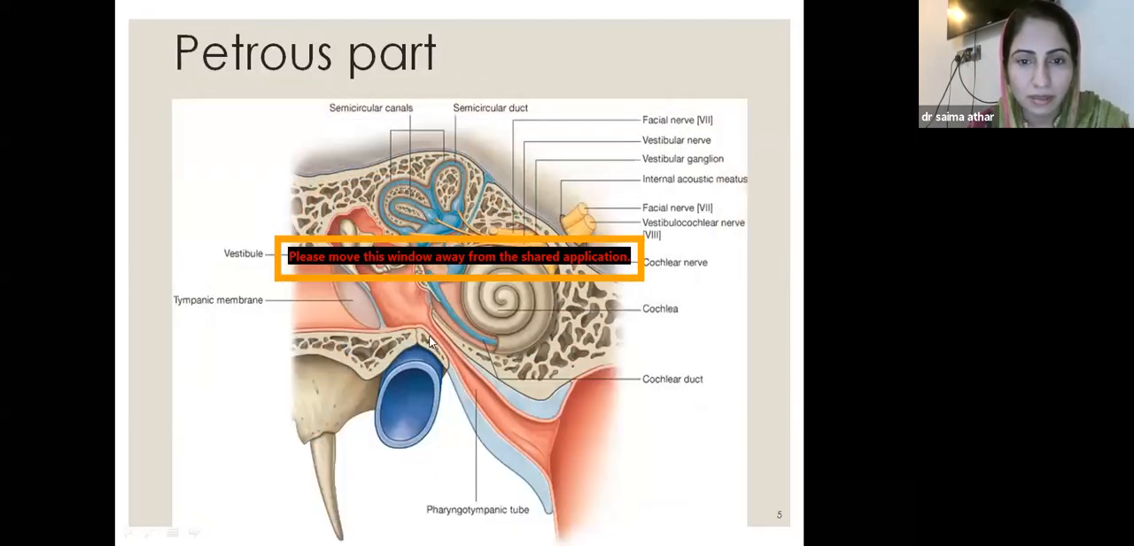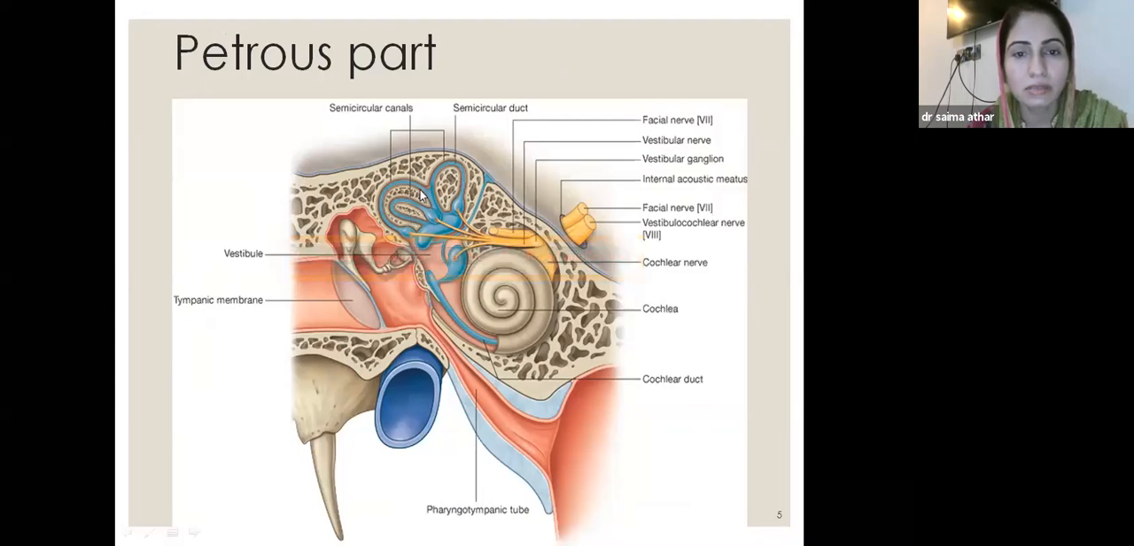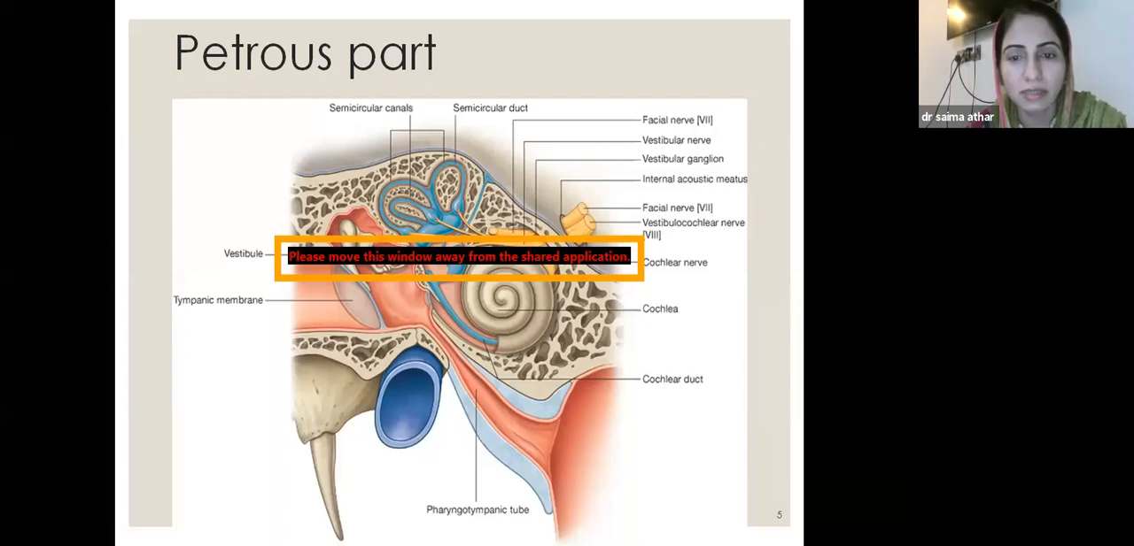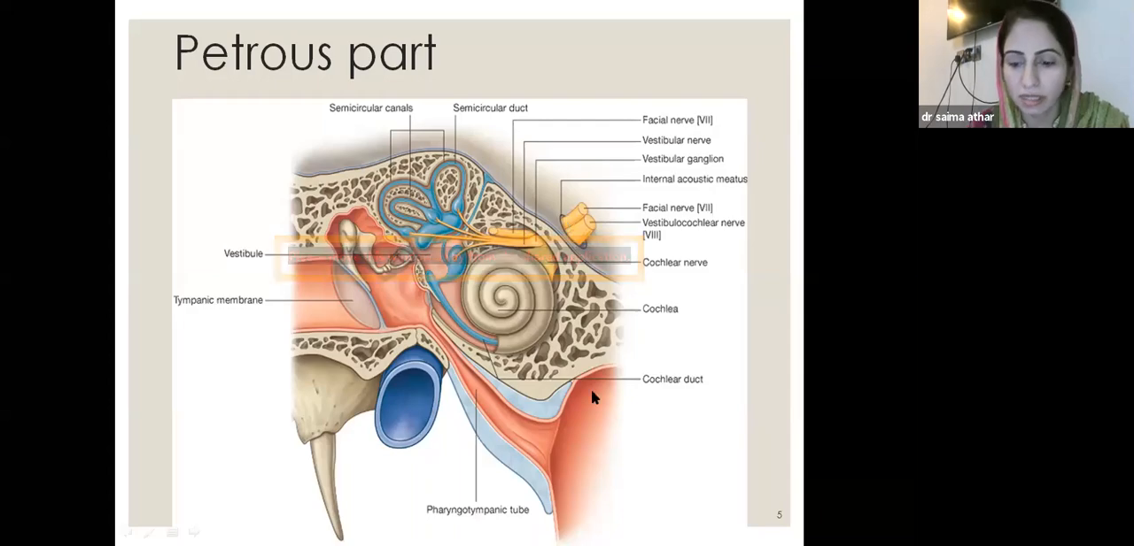Then, okay, this is the inner ear. I hope you all know very well there is an organ of hearing that is called the cochlea, and then posteriorly there are three semicircular canals which are related with the vestibule. Both of these are connected via nerves, that is the vestibulocochlear nerve, which has two parts. The vestibular part is related with the equilibrium, and the cochlear part is related with the hearing. These two parts, along with the facial nerve, the facial nerve enters, and the vestibulocochlear leaves, the internal auditory meatus.